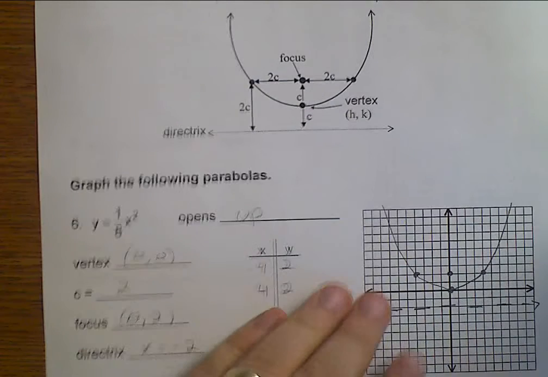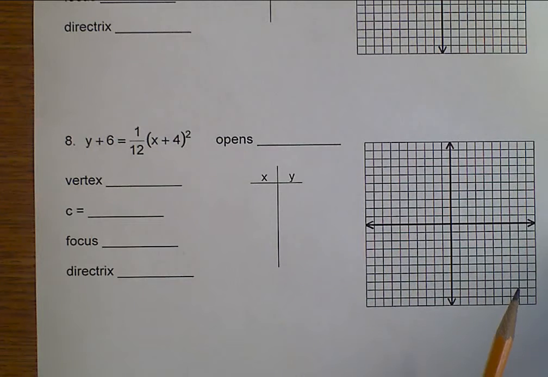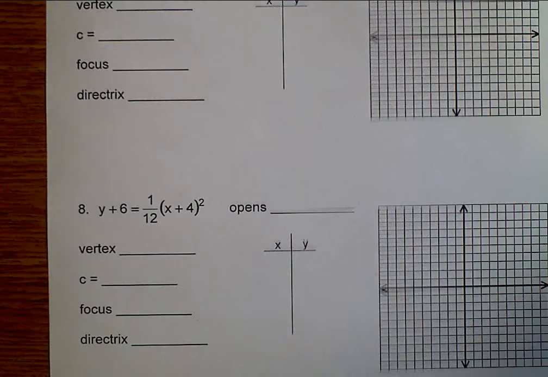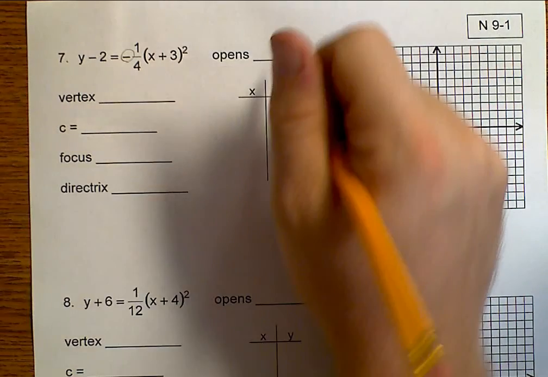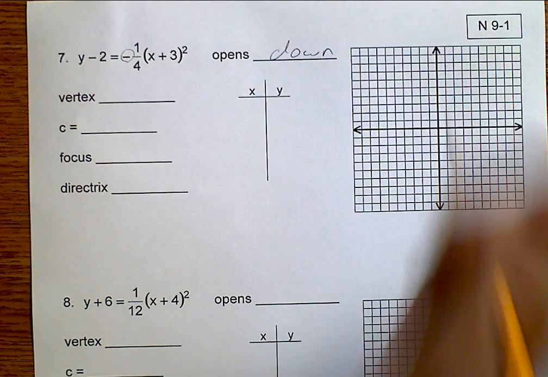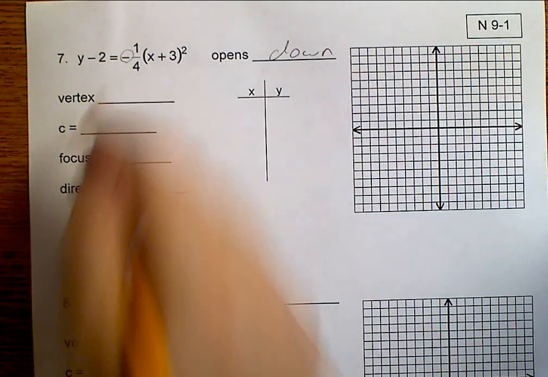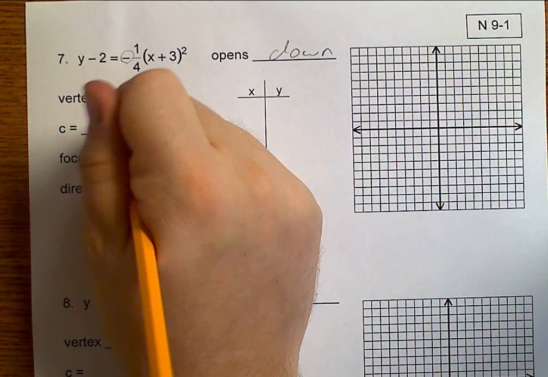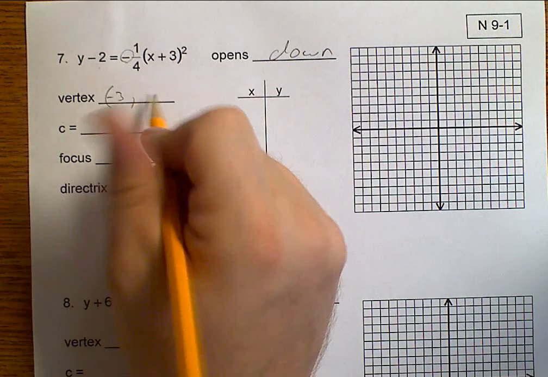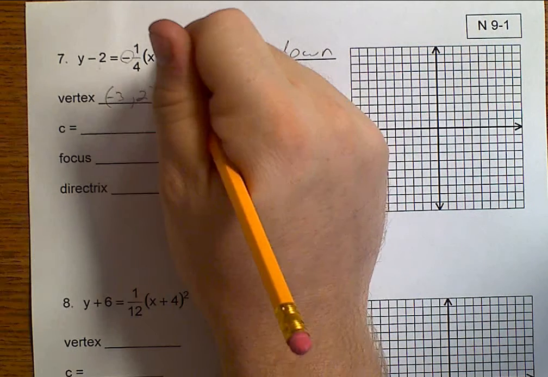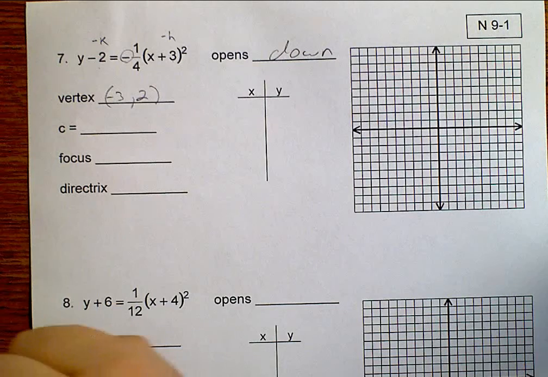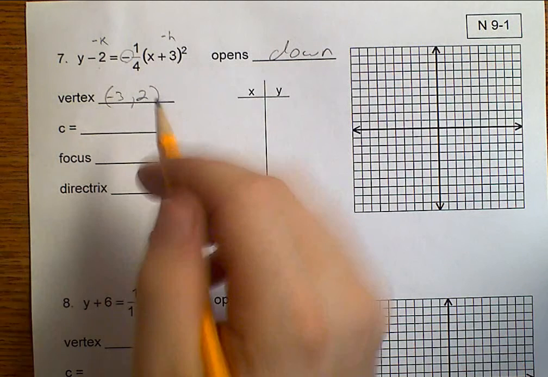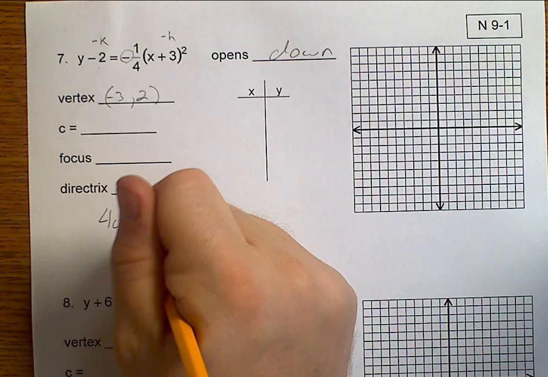Let's go ahead and look at the next page. So we're looking at 7. We've got the negative sign, which means that it opens down. My vertex, h would be negative 3, and k would be a positive 2. My c would just be 1, because 4c equals 4, which means that c equals 1.